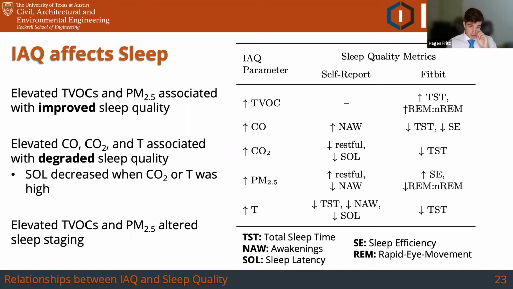And then lastly, elevated TVOCs and particulate matter were associated with changes in sleep staging. So that's the REM, rapid eye movement, to non-rapid eye movement ratio. And you can see that if you look on the right there, those relationships are in different directions. So not necessarily a good or a bad thing, but there was a statistically significantly different mean between those two distributions when TVOCs and PM2.5 were elevated versus low. So that goes back to what I said about TVOCs and PM2.5 being associated with cigarette smokers and changing the sleep staging. So it is proving that association, at least to a certain extent.